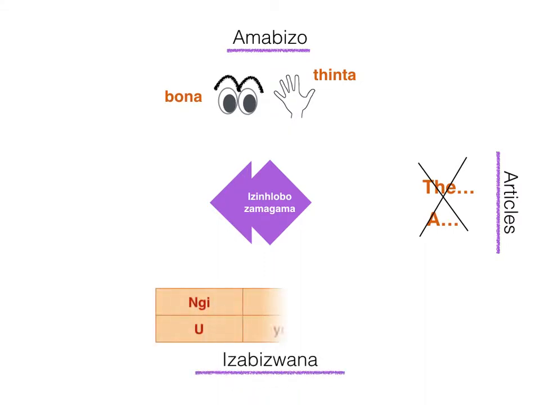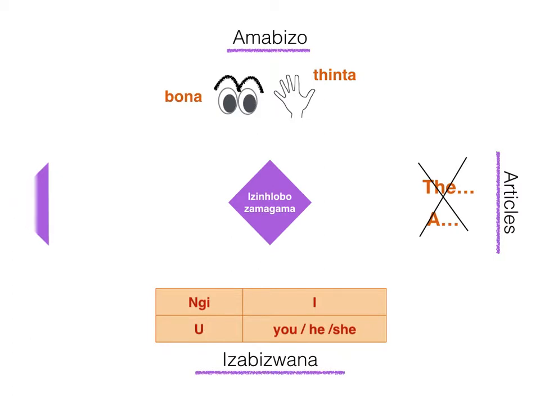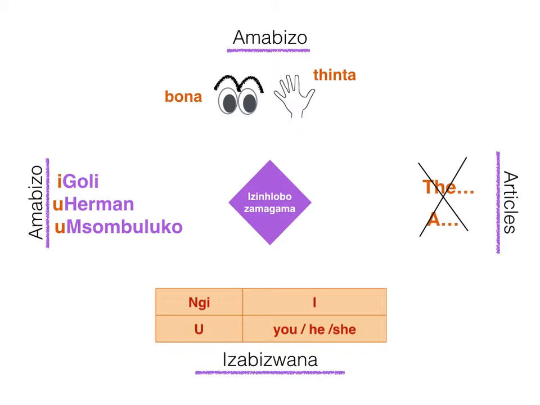Izabizwana. Izabizwana yi gi, which is I, u, which is you, or he, or she. Amabizo amanye. Igoli, uhemen, umsombulu.